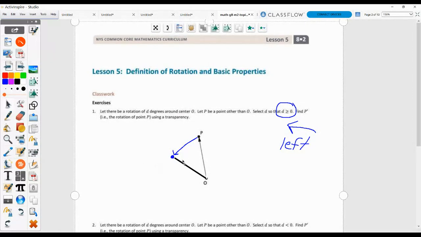Now, the next person might have moved it farther than you. It could have been a smaller degree as long as it was greater than 0. So it had to have moved at least a little.